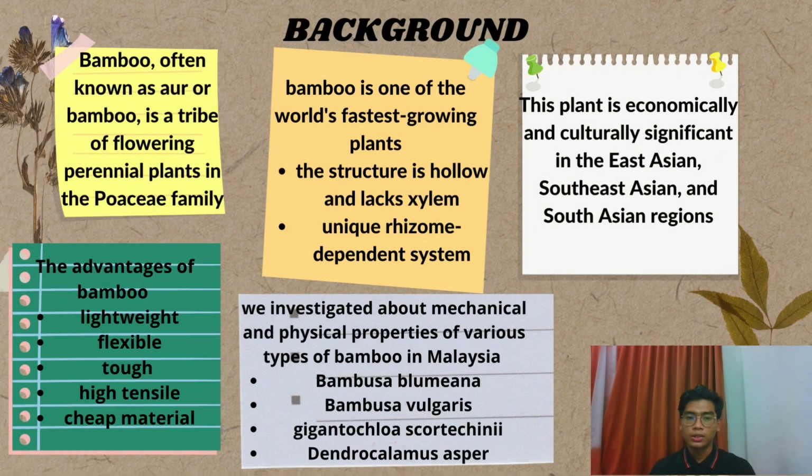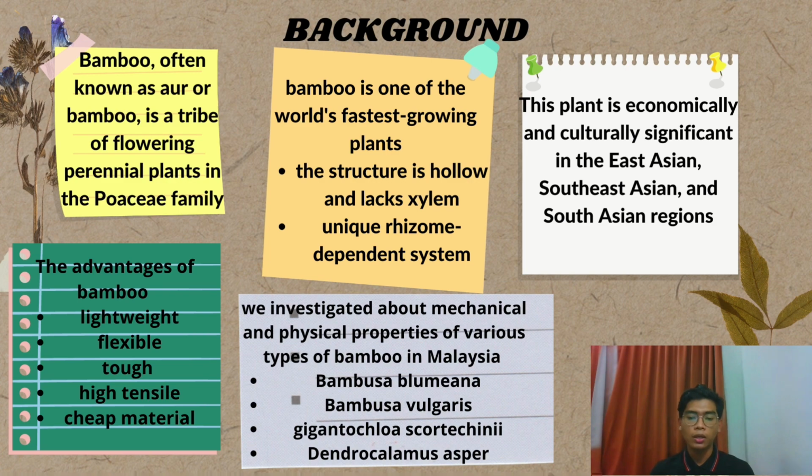For background, Chapter 1. Bamboo, often known as bambu or bamboo, is a tribe of flowering perennial plant. The bamboo tree structure is hollow and lacks xylem. Because of its unique rhizome-dependent system, the bamboo is one of the world's fastest growing plants. This plant is economically and culturally significant in the East Asian, Southeast Asian, and South Asian region, where it is used as a building material, food sources, and multi-purpose raw material.